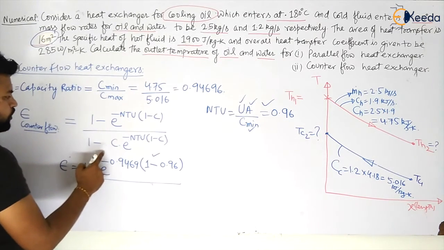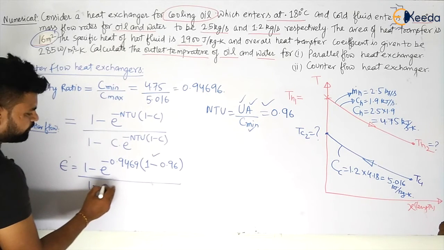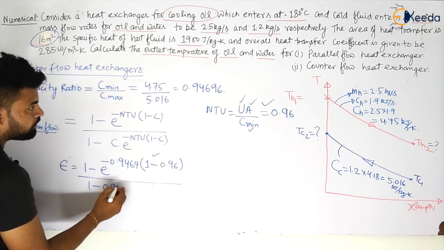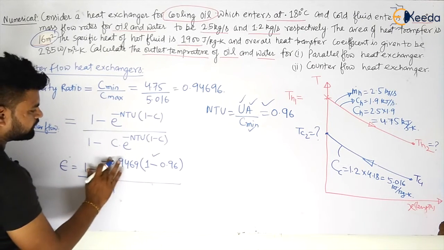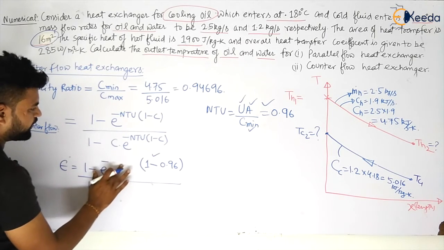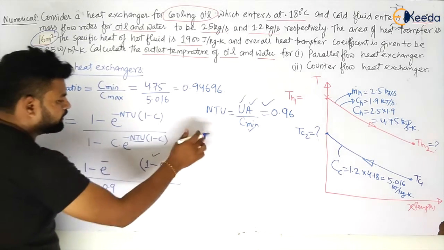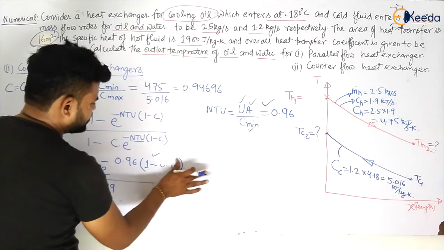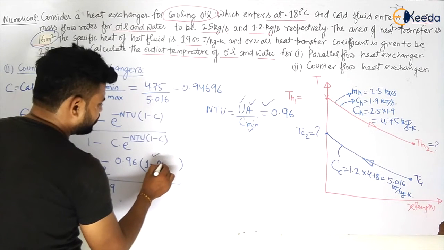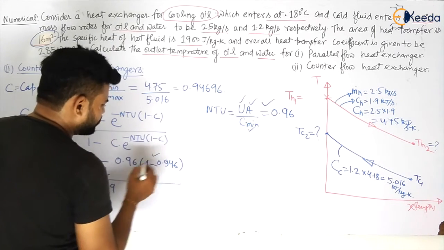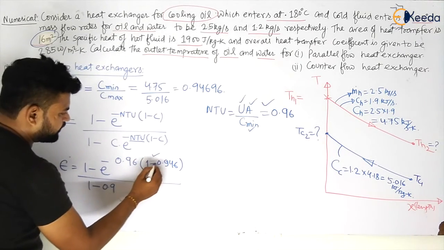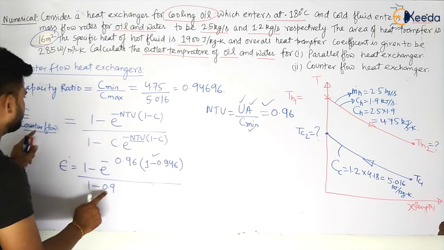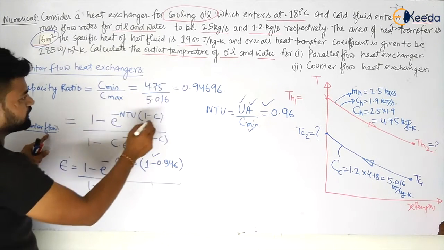Let us see. So this will be 1 minus C of 0.94696. NTU is 0.96. I am avoiding the mistakes, my dear students. A small mistake can cost your 2 marks in GATE, I am telling you. So you have to be very conscious about this, okay? And you can learn from this. We have to put the value of C. What is the value of C, my dear students?